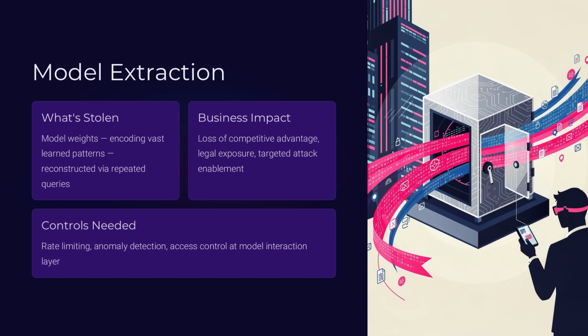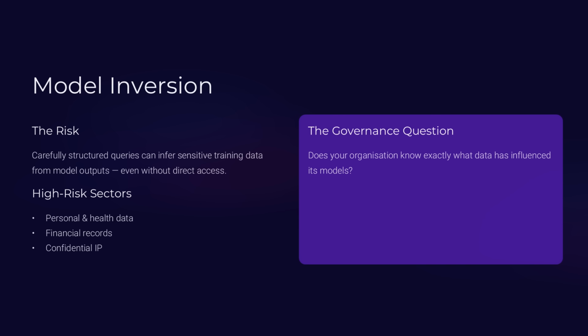You must think about rate limiting, anomaly detection, and access control at the model interaction layer. Model protection is not only a technical safeguard, it is a business protection strategy. Model inversion attacks attempt to infer sensitive information from model outputs. If a model has been trained on sensitive data, it may inadvertently reveal fragments of that data through carefully structured queries. For example, a model trained on proprietary internal documents might reveal specific details when prompted indirectly.